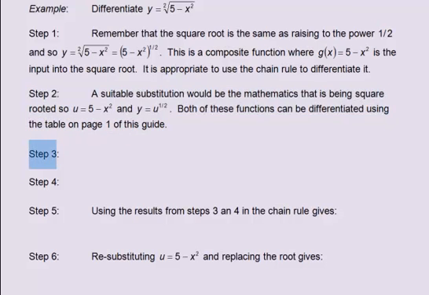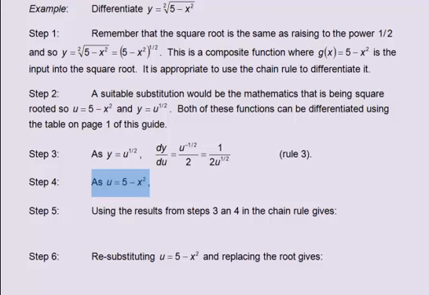Step 3. As y equals u to the power a half, dy by du equals u to the power minus a half divided by 2, which equals 1 divided by 2 multiplied by u to the power a half, using rule 3. Step 4. As u equals 5 minus x squared, du by dx equals minus 2x, using rule 3.